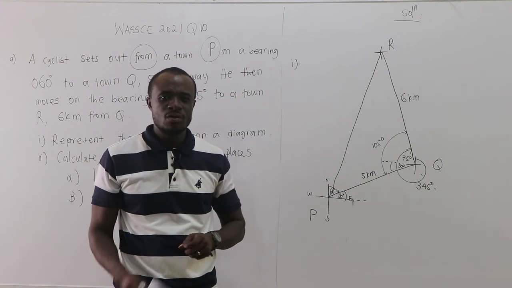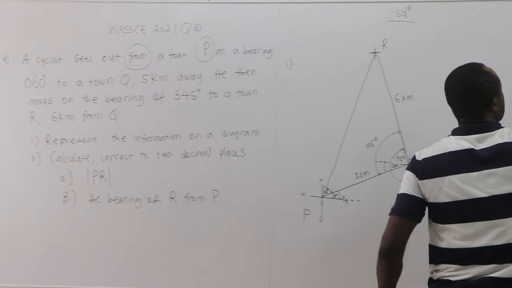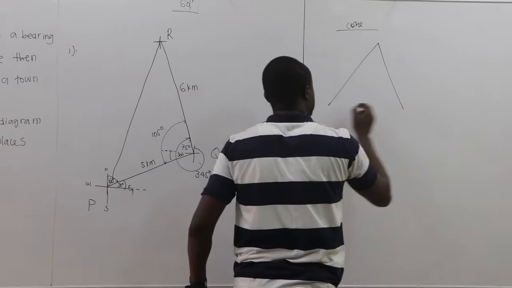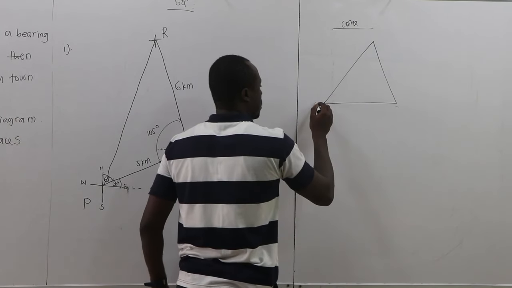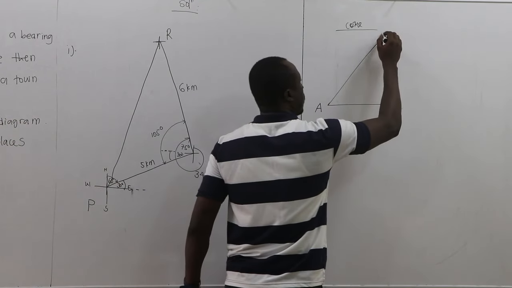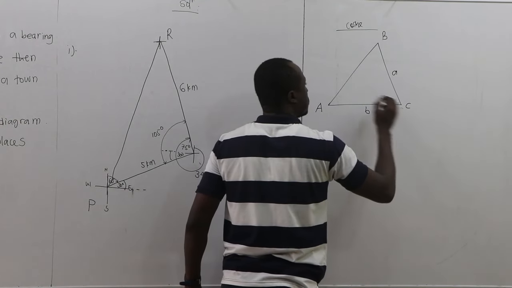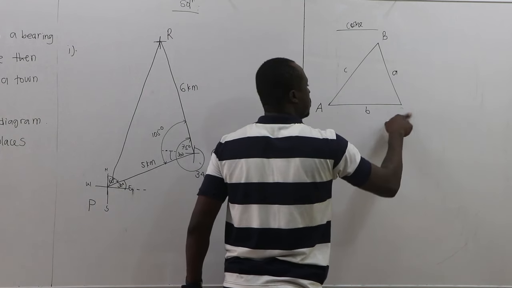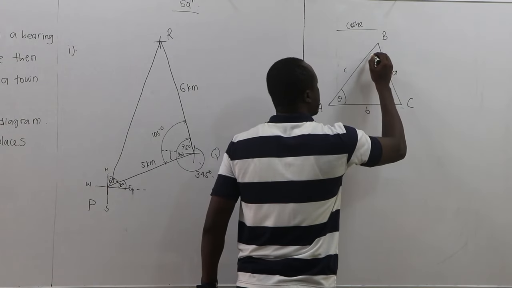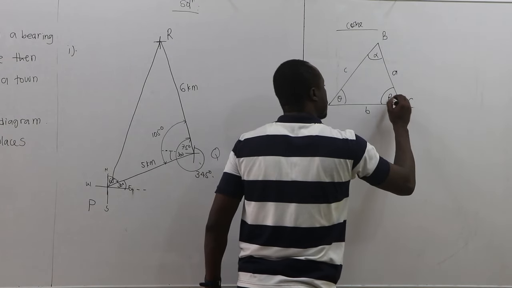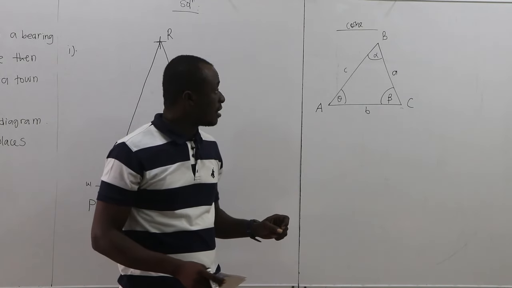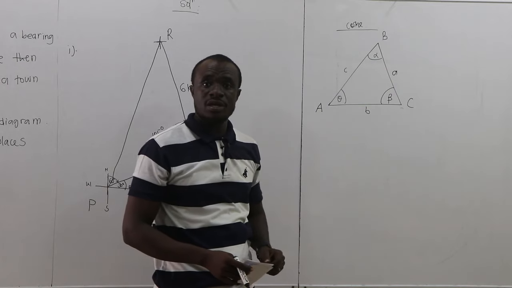Now let's consider how the cosine rule looks. If we have a triangle which is not a right angle triangle, let's suppose that this side is A, and this is small a. This is B, this small b. This is C, and this is small c. Now let's suppose the angle here is theta. Let's suppose the angle here is alpha. Let's suppose the angle here is beta. Let's suppose we are looking for this side BC, which is A.